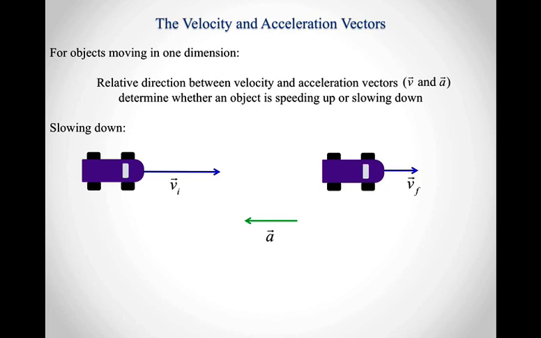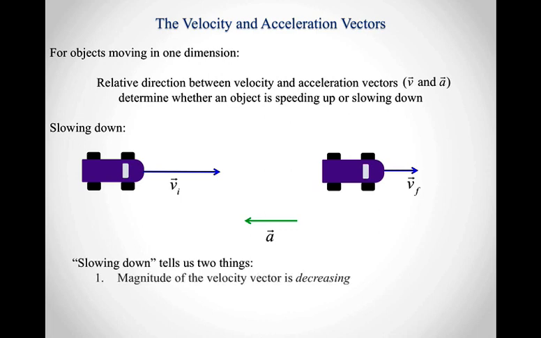The reason it's decreasing is because the acceleration vector points in the opposite direction. So again, slowing down, just like speeding up, is telling us two different things. The first one is it's telling us something about the magnitude of the velocity vector. In this case, slowing down means the magnitude of the velocity vector is clearly decreasing. But the second thing it's telling us is that the velocity vector's magnitude is decreasing precisely because the acceleration points in the opposite direction as the velocity. So objects slow down when the velocity and acceleration vectors point in opposite directions.